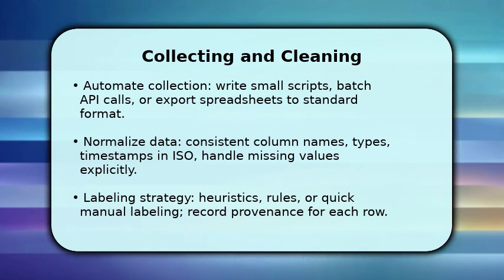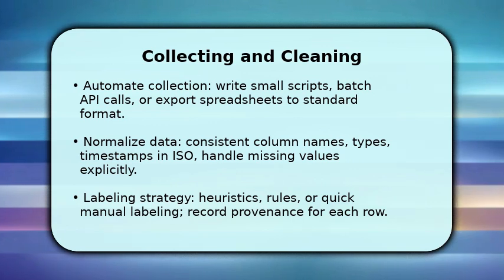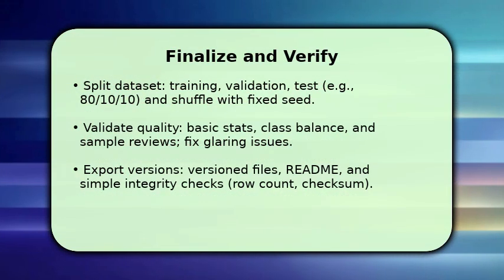For labels, choose a practical strategy, simple rules first, then spot check with manual labeling. Make sure to attach provenance metadata to each row so you can trace where each example came from and why it looks the way it does. You finish by structuring and verifying the dataset for real use.